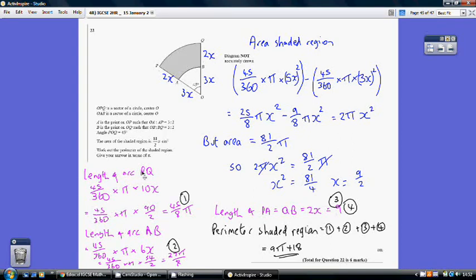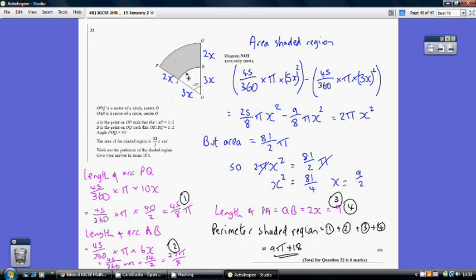So I need to work out the length of the two arcs. So PQ, first of all, that's going to be the proportion of the circle times the circumference of the circle. So 45 over 360 times pi times the diameter. The diameter of the total circle would be 10x. So that gives me 45 over 8 pi. That's the length of the arc PQ.